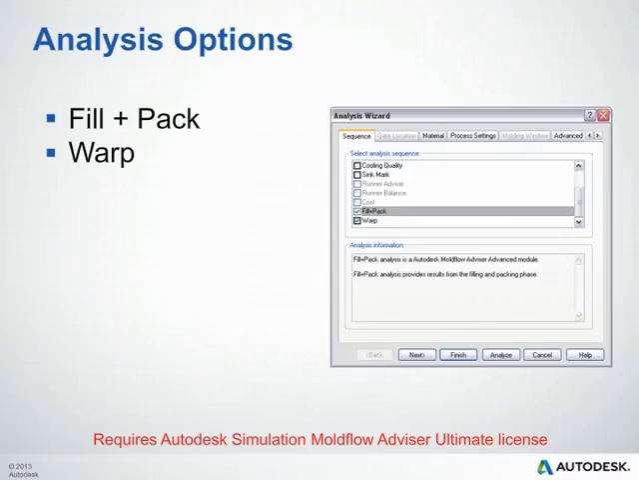To run a fill, pack, warp analysis, you'll go in your analysis option and basically check fill, pack, and then check warp. Please be advised that this does require a Moldflow Advisor Ultimate license. If you do not have this license, this option will be grayed out, and if you click on it, it should inform you of that in the analysis information box at the bottom.